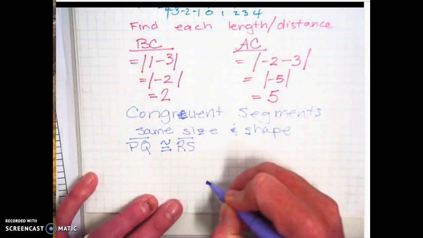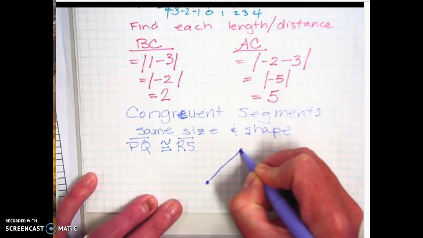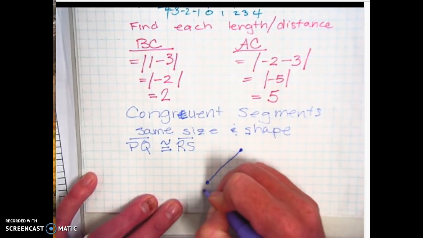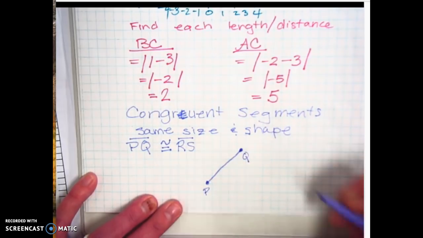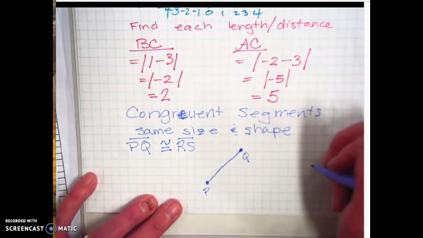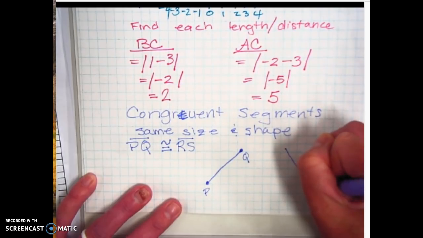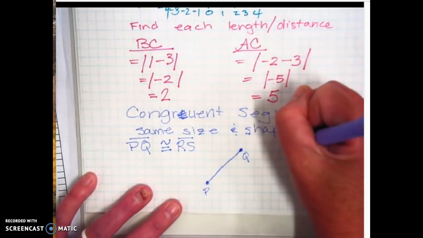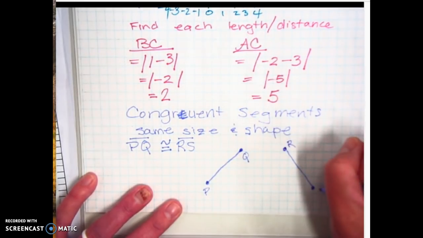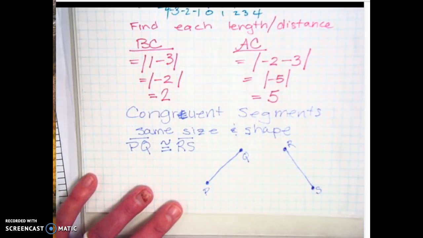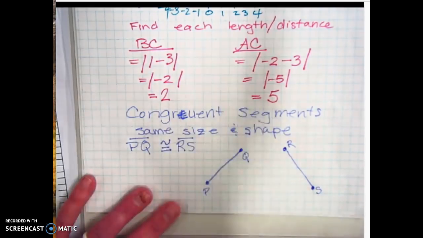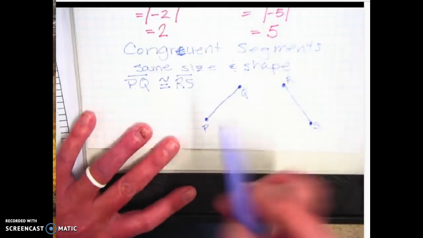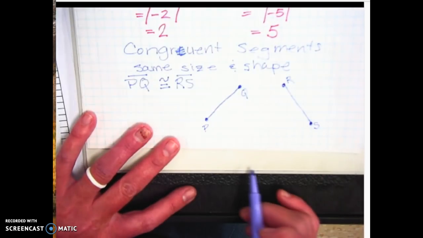And as long as your 2 segments have the same length and the same shape, they're going to be what we call congruent. So here's segment PQ, and I'm going to turn the other one, but I'm going to make it the same length from R to S. And this statement says that PQ is congruent to RS.